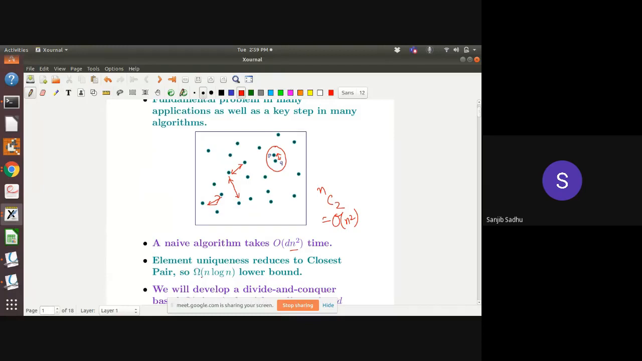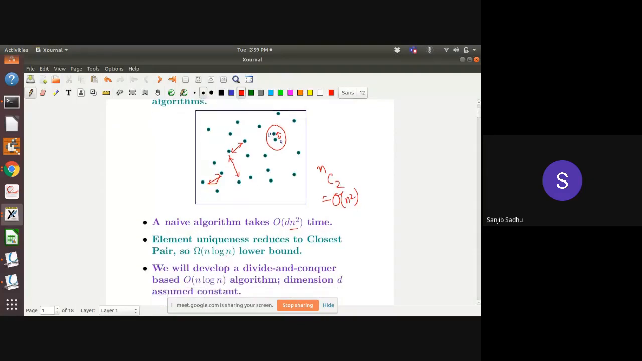Element uniqueness, I have not said till now. It means n log n is the lower bound. The element uniqueness problem may be discussed later. So here you see, actually it can be reduced to n log n using divide and conquer. So we are actually studying the divide and conquer problem.